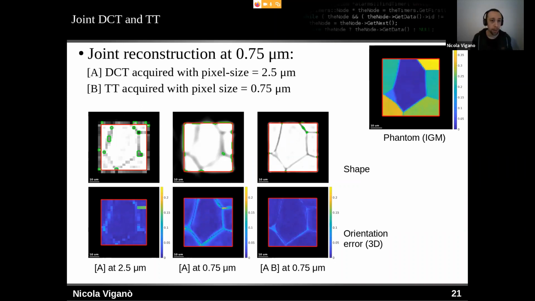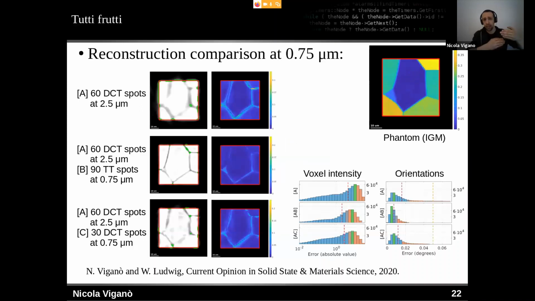As I said, this can be expanded to using also higher resolution DCT, and this is the case for the third row. And here we can see that basically the error, both in the locally reconstructed intensities and the misorientation, goes down as we plug in higher resolution, higher quality information.